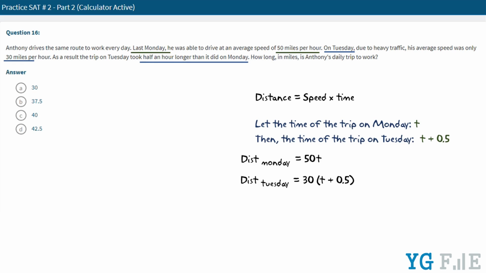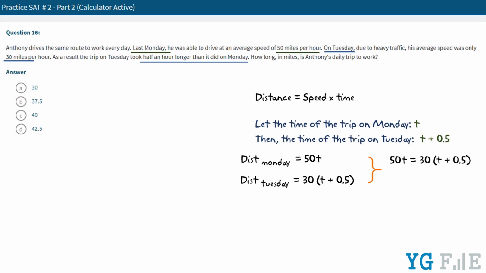And we know that Anthony drives the same route to work every day. It means that the distance on Monday is equal to the distance on Tuesday. So our first equation is equal to our second equation. Then we can make an equation that 50 times t is equal to 30 times t plus a half.